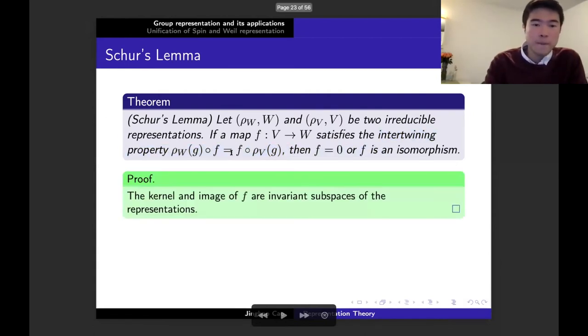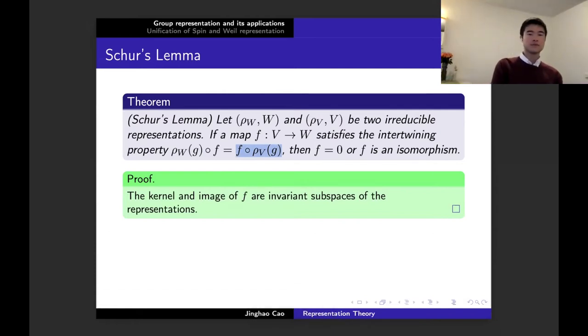And the proof is actually quite simple. It's just one line, because the kernel of F and the image of F are both invariant subspaces of the representations V and W. That's easy to check. If you take a kernel element out of V, use this map, and then use the intertwining property, it gives you the result that it's invariant under the action of the representation of V. And since we assume these two representations are irreducible, the kernel and the image of F should be trivial, meaning each is either zero or the whole thing. So if the kernel is the whole thing, then F is zero. If the kernel is trivial and the image is the whole thing, then F is an isomorphism.